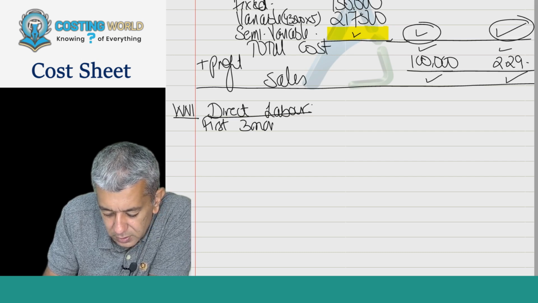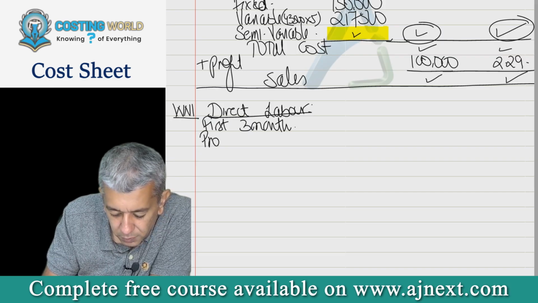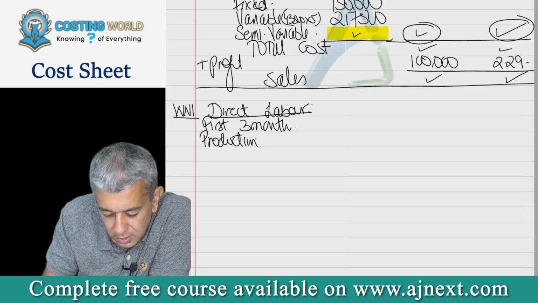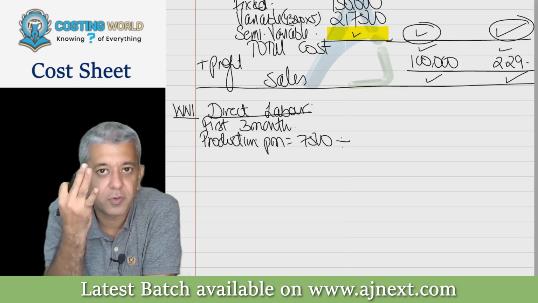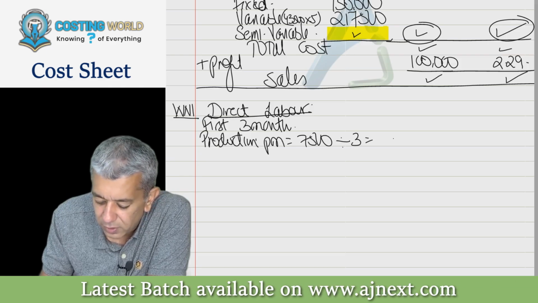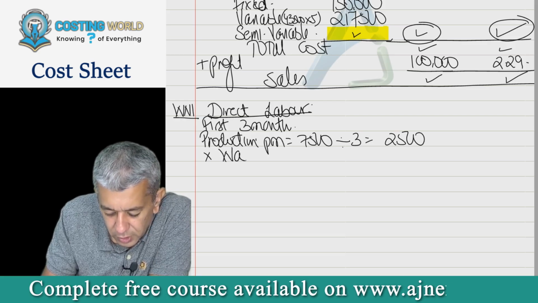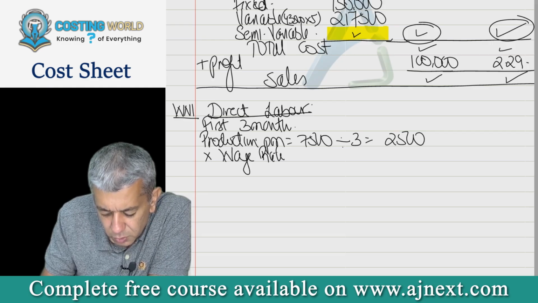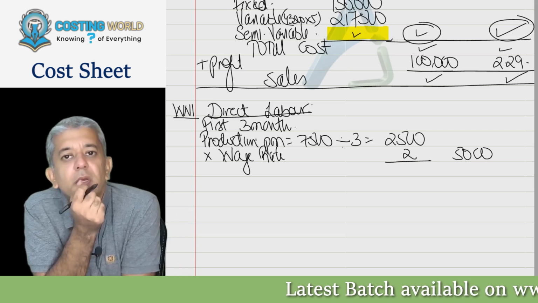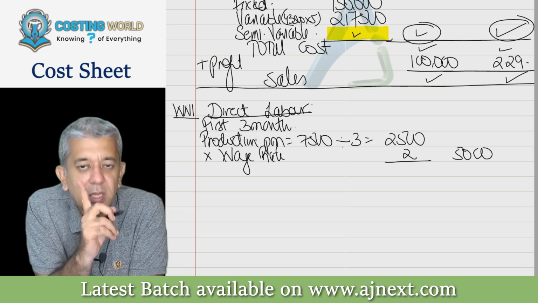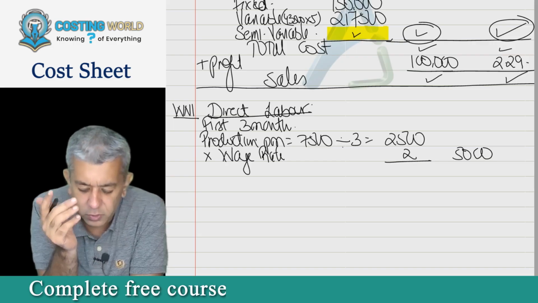First 3 months. Production, I'm writing per month. So 7,500 is obviously for 3 months. We divided by 3, 2,500, into wage rate. So for every unit, we are supposed to be paying them $2. So therefore 5,000. So if I talk of only 1 month, based upon the number of units, those guys are supposed to be getting 5,000 rupees from us.